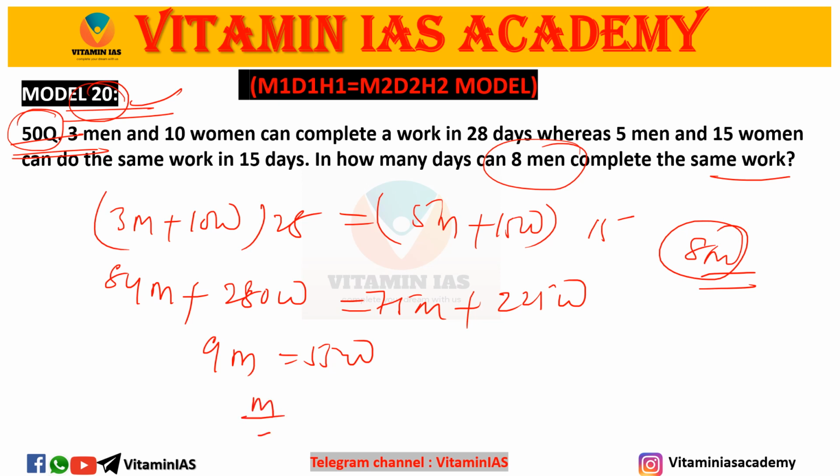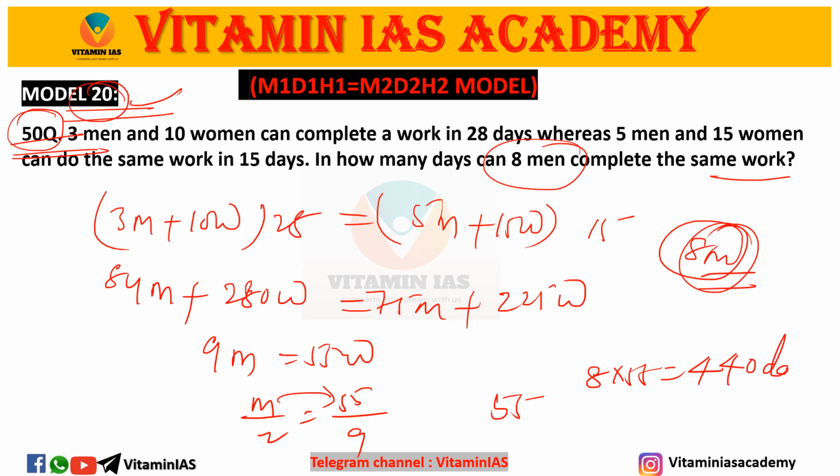So man by woman, what will happen? 55 by 9 here. So the man ratio is how much? 55. So 8 into 55, because they are asking for 8 men. 8 into 55 how much? 440 days will be the right answer here.